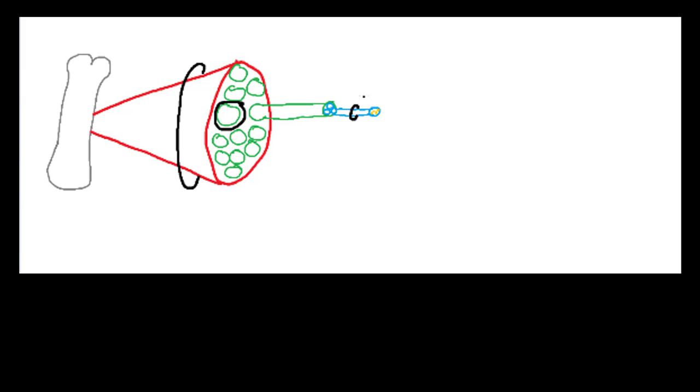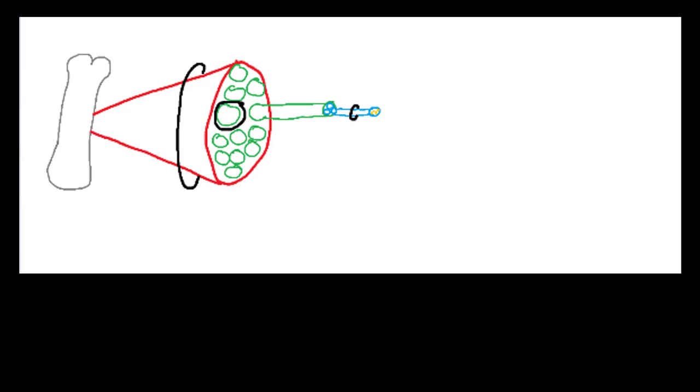So these three mysiums, these three connective tissue membranes, are all going to merge to form a tendon, and the tendon is typically the structure that actually connects the muscle to the bone, right? So these connective tissue membranes are important.